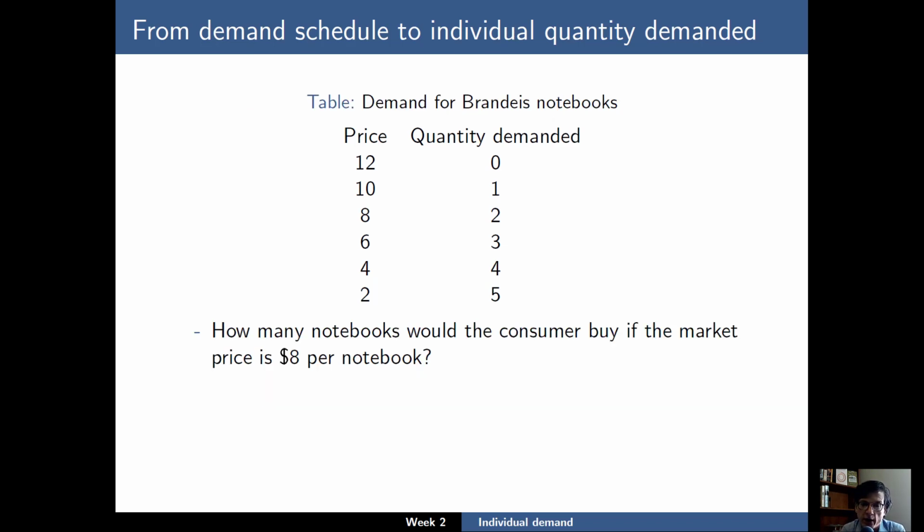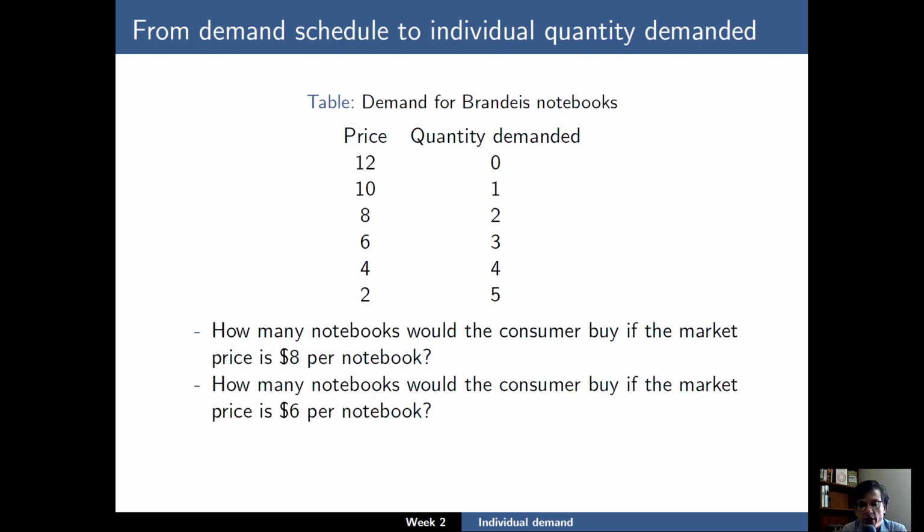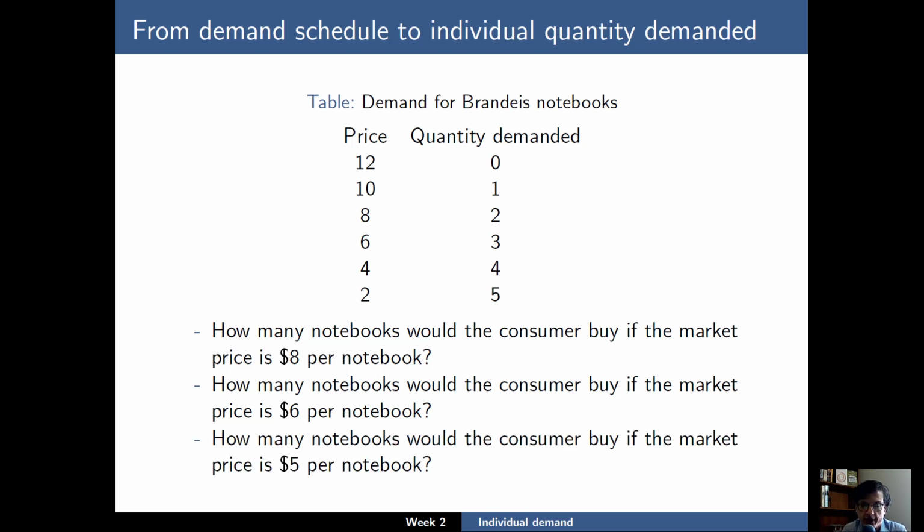So I have a question for you here. How many notebooks would the consumer buy if the market price is $8 per notebook? And you can think of that for 3 seconds before I tell you that's going to be 2 notebooks. How many notebooks would the consumer buy if the market price is $6 per notebook? You can see that here that would be 3 notebooks. How about $5 per notebook?